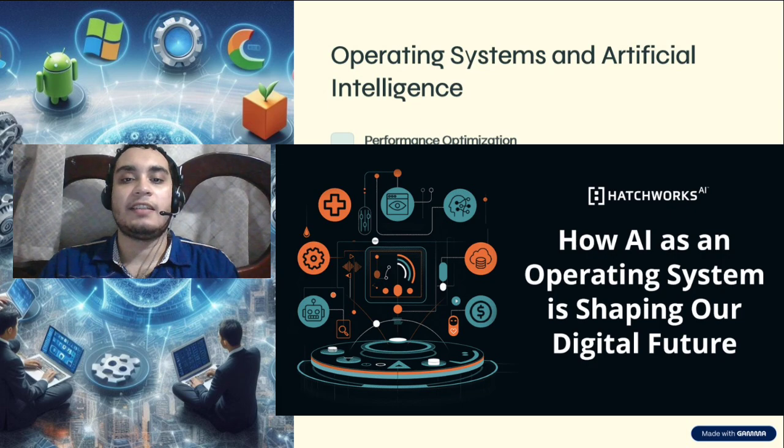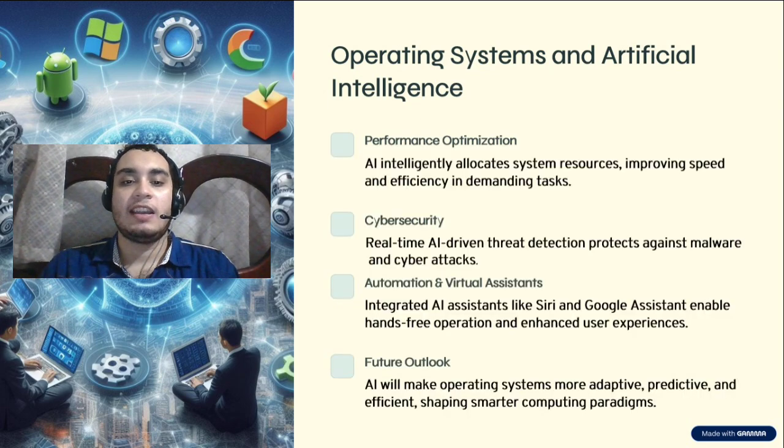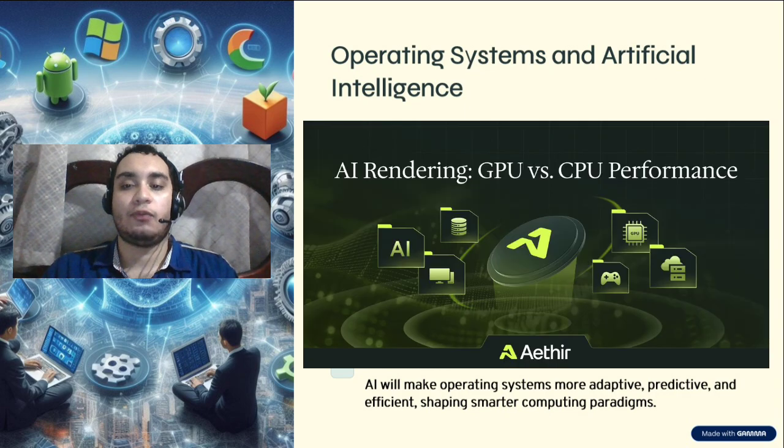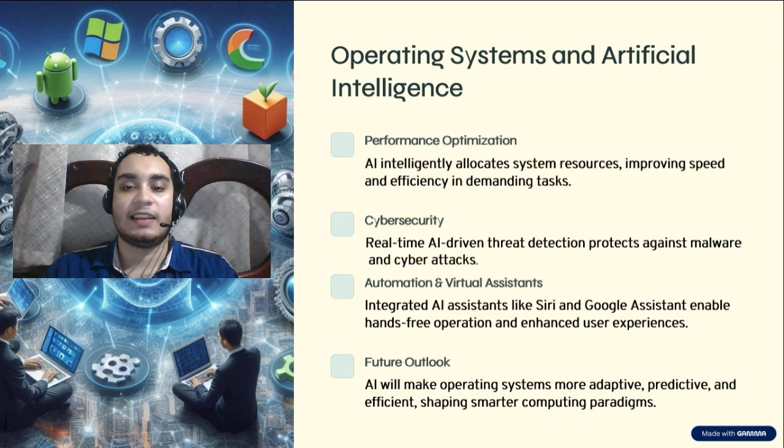Operating systems and artificial intelligence. The integration of artificial intelligence (AI) into operating systems is revolutionary. In performance optimization, AI algorithms analyze sensor data to optimize the CPU, GPU, and NPU, making tasks like voice recognition and image processing faster with onboard architecture.